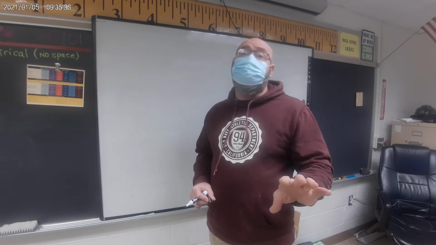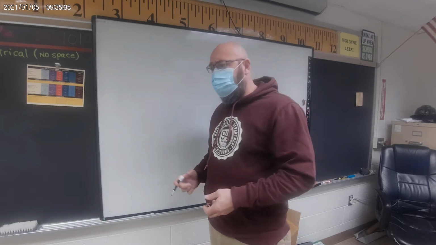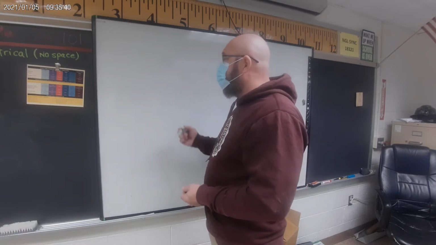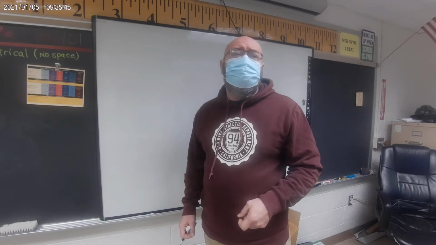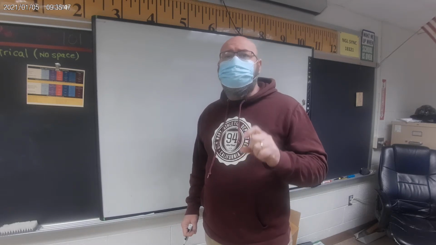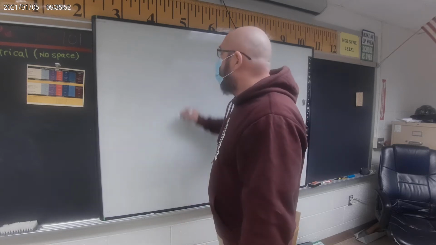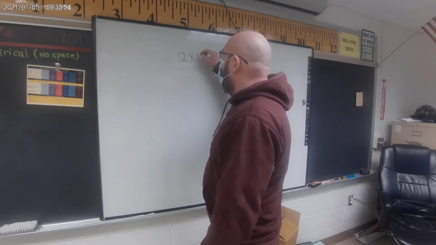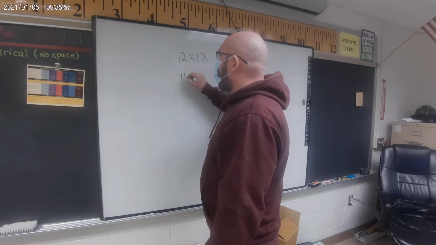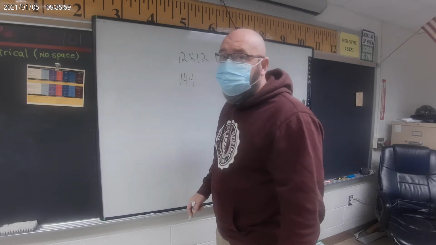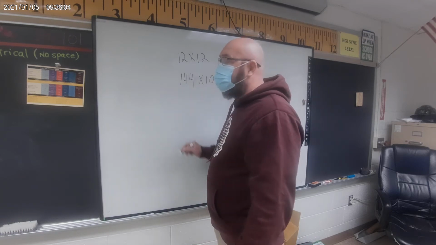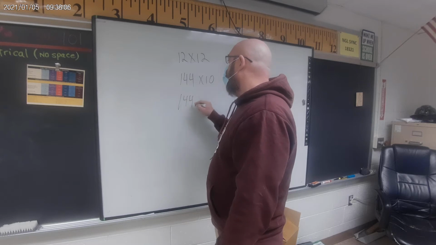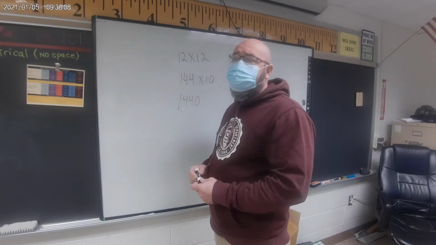Now the question is, how much heat do we put in a room? The formula we're going to use is the square footage of the room times 10. It takes 10 watts of heat to heat 1 square foot. So if my room is 12 by 12, the square footage is 144 square feet. I multiply that by 10, and that room needs 1,440 watts to heat that room.